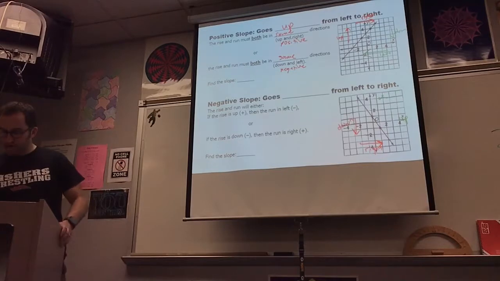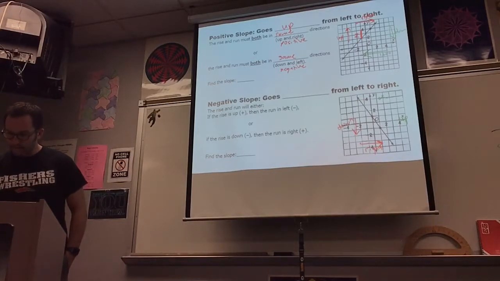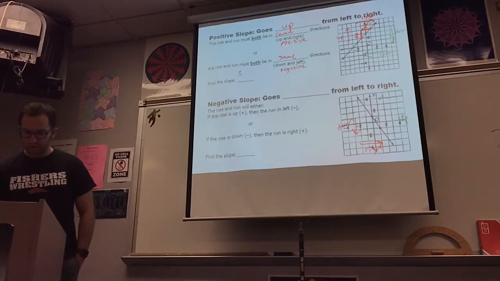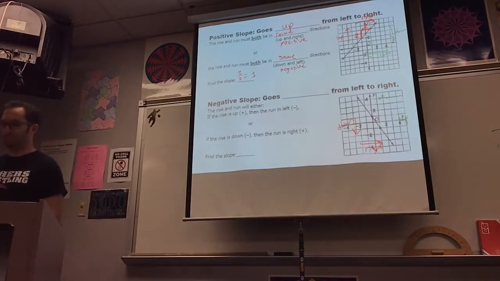So you pick 2 points, here they are. So it goes up how many? 2. And right how many? 2. So the slope is 2 over 2, which equals 1. So our slope is 1.